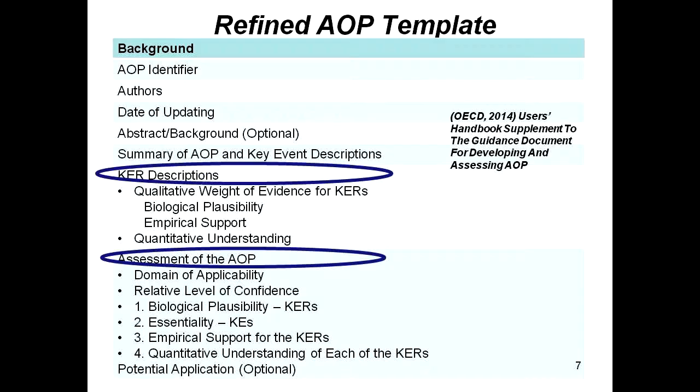So this is the refined adverse outcome pathway template in the handbook supplement. It has a fair bit of context related to weight of evidence, and it's addressed particularly within Section 6, which is on the key event relationship descriptions, and Section 7, which Steve also mentioned, the assessment of the adverse outcome pathway in total.